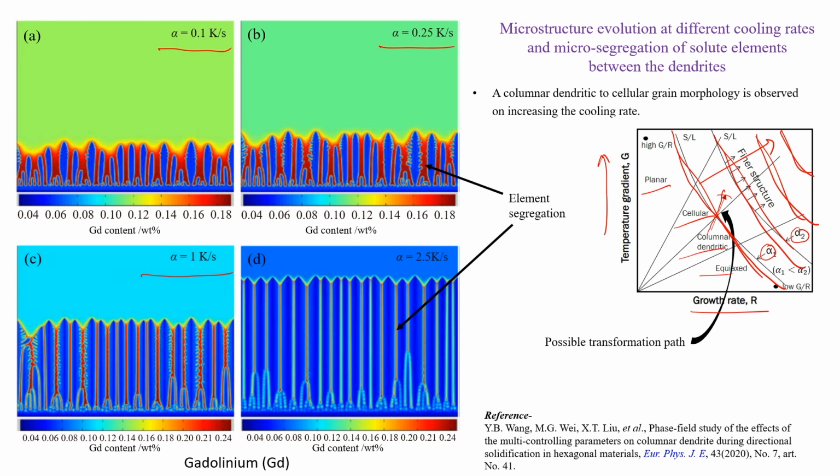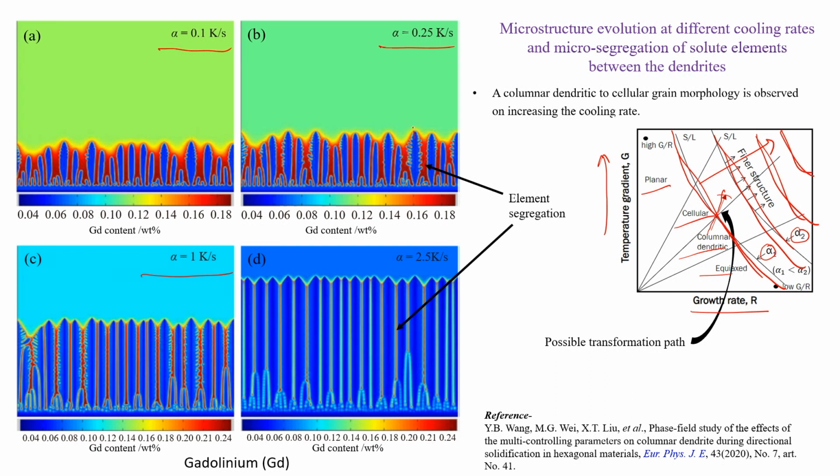We see the primary dendritic arm size is much more in this columnar structure. So, with a high cooling rate the length of the dendritic arm is much more as compared to the low cooling rate. This is one observation, and the other observation is that at a particular cooling rate, when making the dendritic structure, the element segregation is happening in this particular zone.